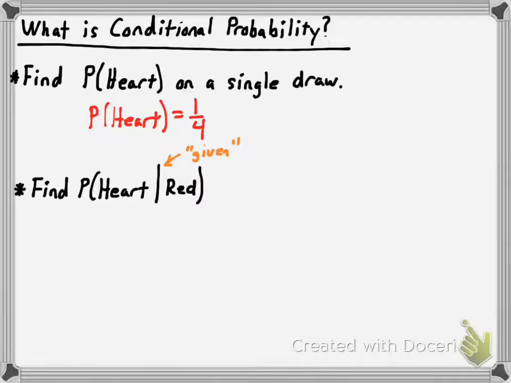With conditional probability, you're always going to know additional information about a problem that reduces the sample space. Now that I'm given that the card is going to be red, I still have 13 hearts, but I've only got 26 cards to choose from because I know I'm going to get one of the 26 red cards. And so the probability of drawing a heart, given that the card is going to be red, ends up being 1/2 instead of 1/4. All right, so conditional probabilities are probabilities when you know extra information about the event.